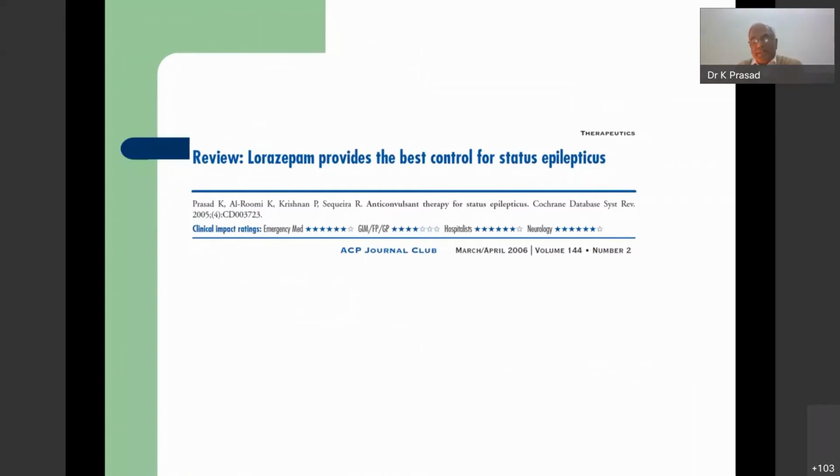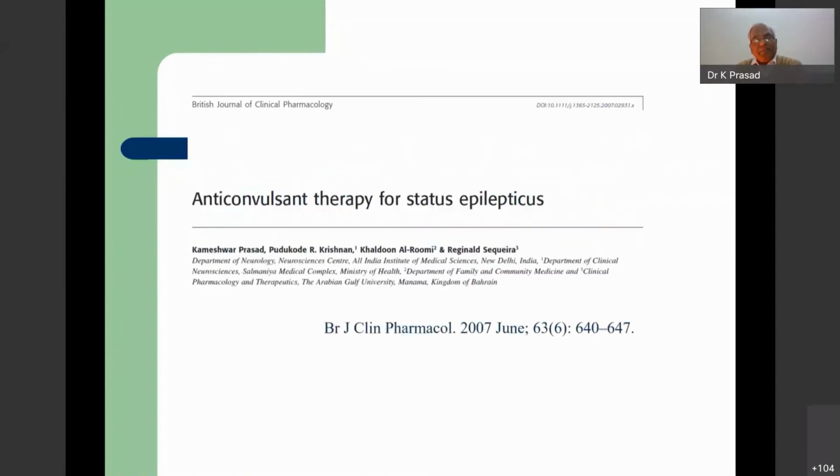And that is when many journals again reproduced the abstract of my review in their own publications, like the American College of Physicians Journal Club and the British Journal of Clinical Pharmacology. An editor wrote to me that Cochrane reviews are electronic, and asked if I could make it a paper review format, as they wanted to publish it. So I got a request from the editor to convert the Cochrane review into paper format, which I did, and that also got published.